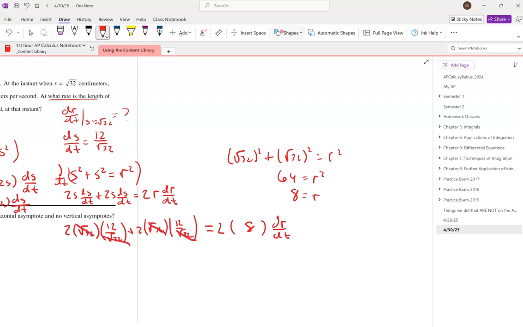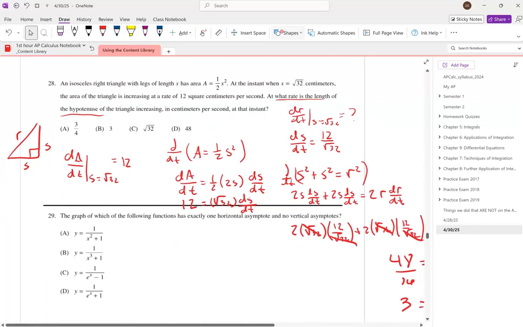So if I do that, I have 24 plus 24, 48 equals 16 dr dt. So I divide both sides by 16, and I get 3. So this would have been, I think, a more time-consuming problem. This is a place where there's no shortcutting around it. All I have is 3 answers. The numeric answers aren't telling me a whole lot.